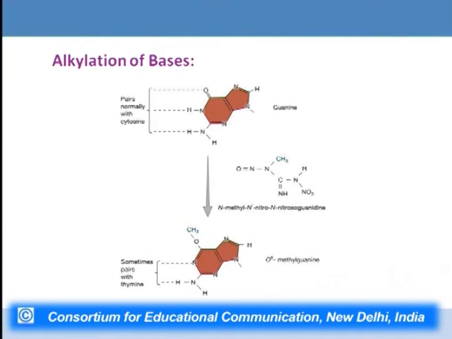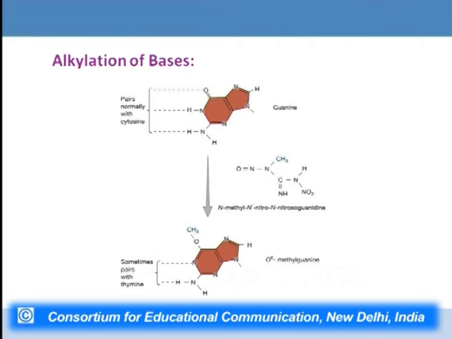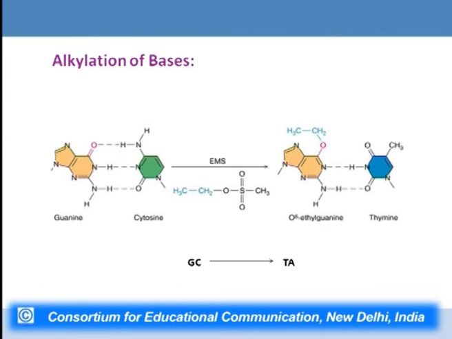Also, addition of specific bulky products like alkyl groups, methyl group or ethyl group to the bases can alter the base pairing specificity of these bases. These groups can also be added to the phosphate backbone. But if they are added to the bases, then it will lead to specific changes in the base pairing ability. For example, this panel shows that guanine normally base pairs with cytosine, but in the presence of N-methyl-N-nitro-N-nitrosoguanidine, there is addition of a methyl group to this base, leading to formation of O6-methylguanine, which base pairs with thymine. So guanine, instead of base pairing with cytosine, is now base pairing with thymine. So we have a change from GC to AT. This next panel shows how ethyl methane sulfonate causes addition of an ethyl group to the guanine molecule and changes its base pairing ability from C to thymine, leading to GC to TA conversion.